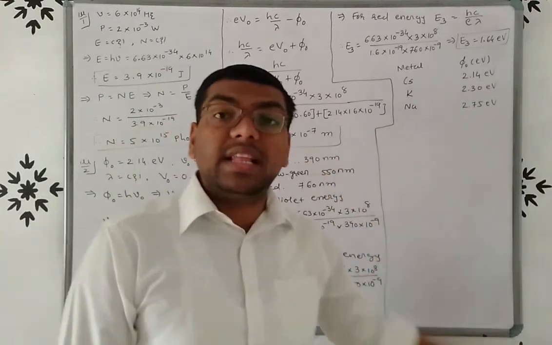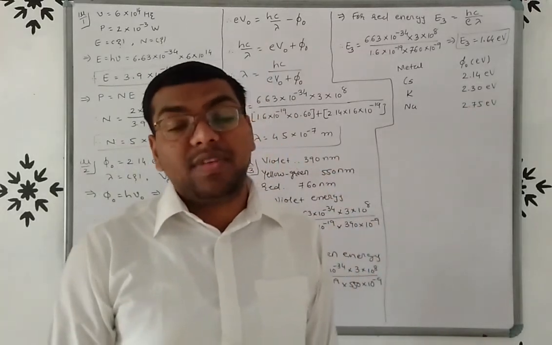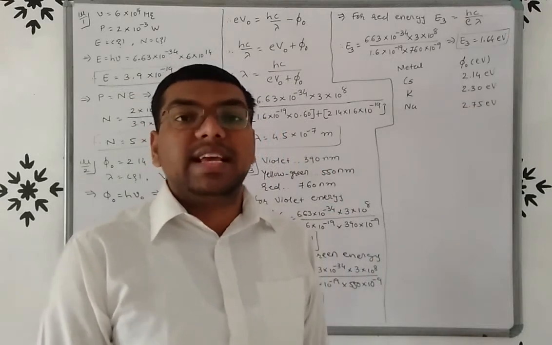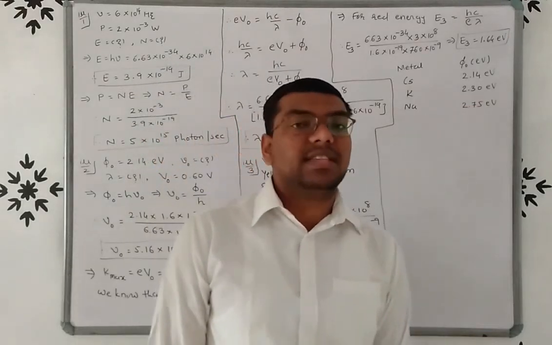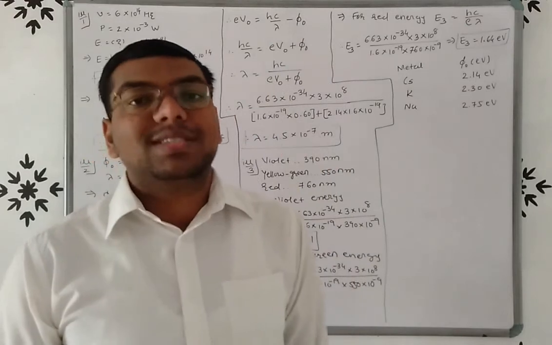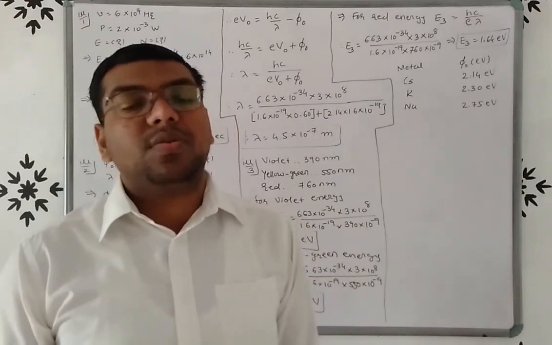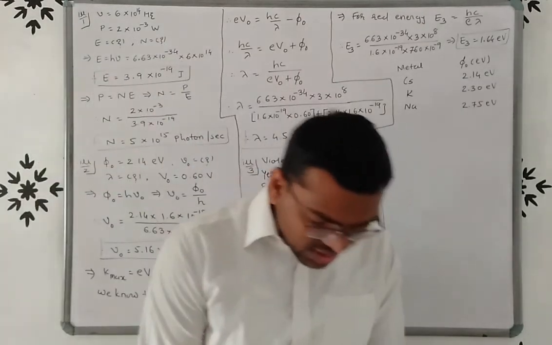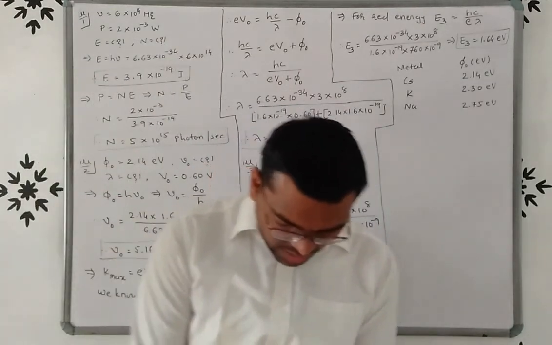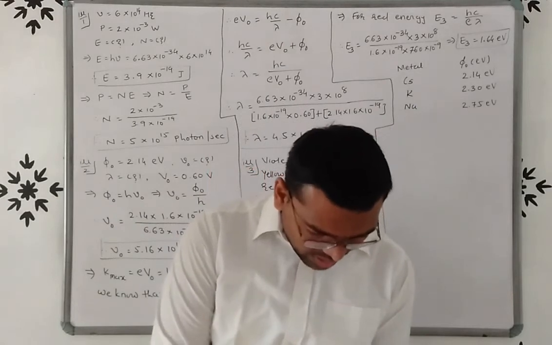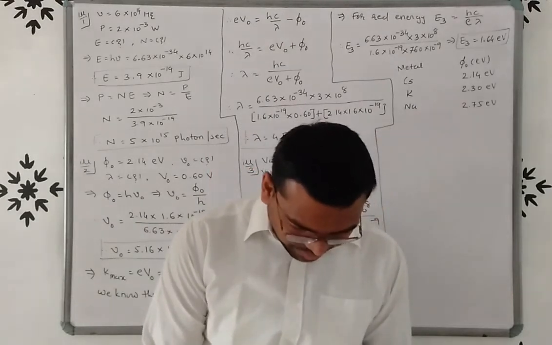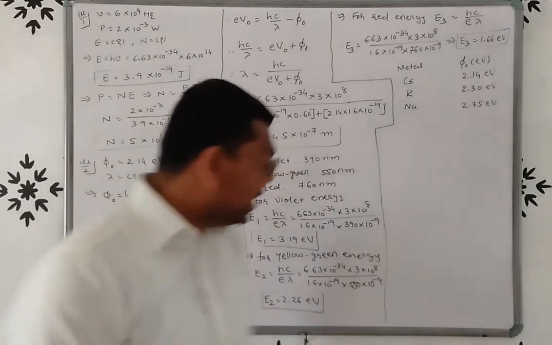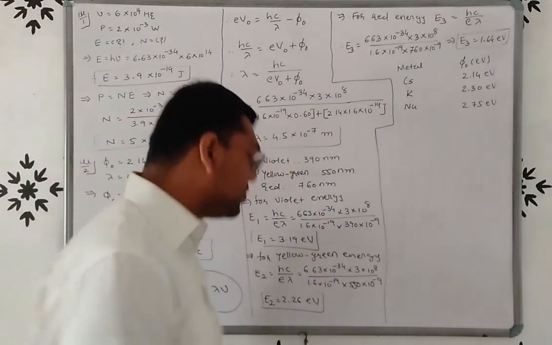For energy greater than work function, the device will work, but if energy is less than the work function, then the sensitive device or photo sensitive device does not work, right? So this is about illustration 3, right? Now friends, we move forward to our next example. See example number 1 in exercise.